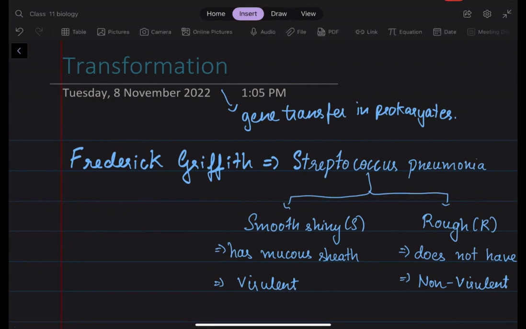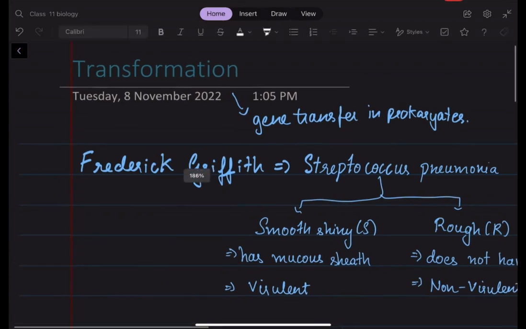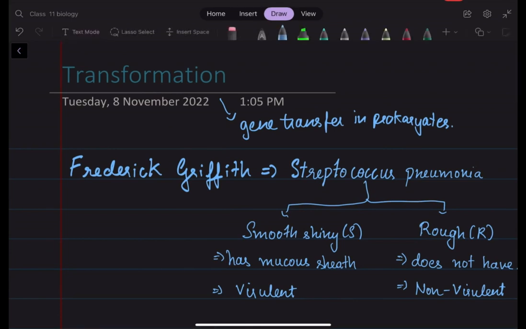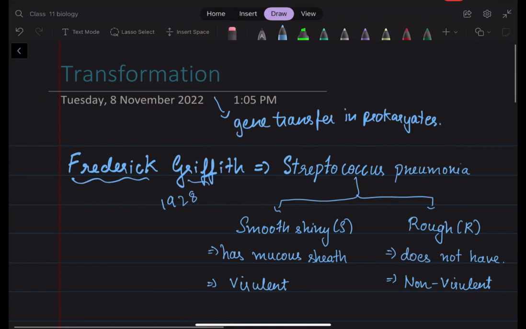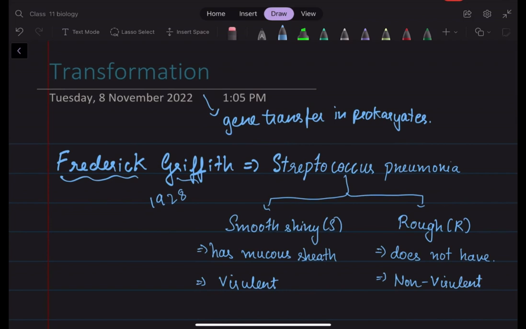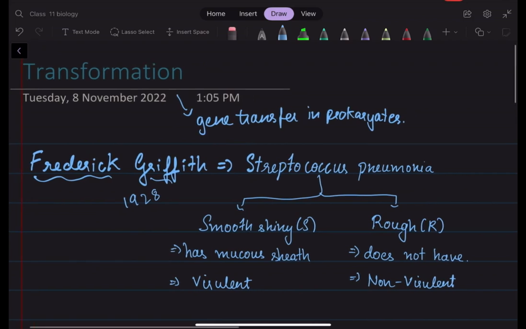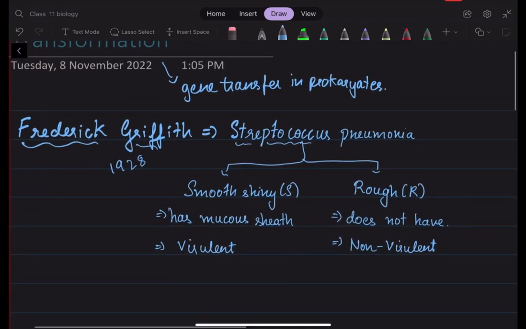Okay, so this process was actually performed as an experiment by Frederick Griffith in the year 1928. Basically, during those years, there was a hunt to know what the genetic material actually was. So in 1928, Frederick Griffith used a bacteria called Streptococcus pneumoniae, and he used two strains, a smooth, shiny strain and a rough strain.